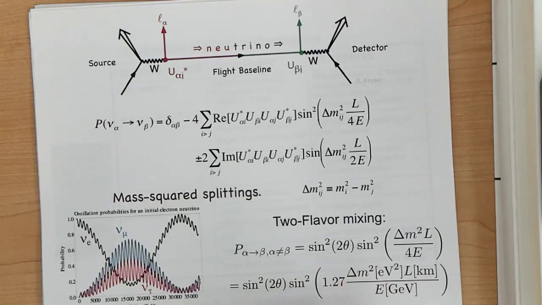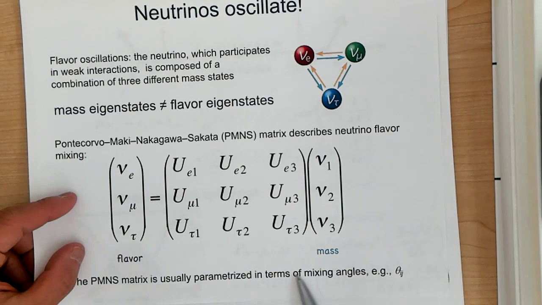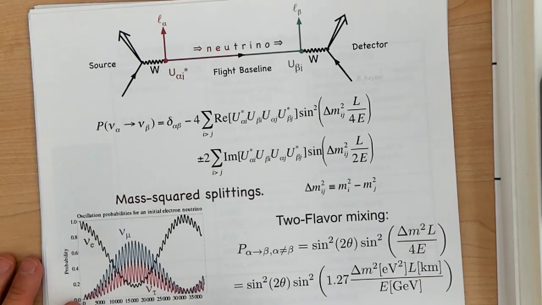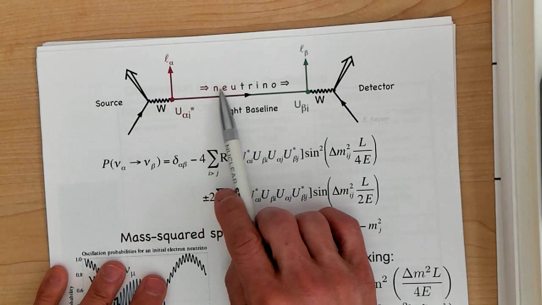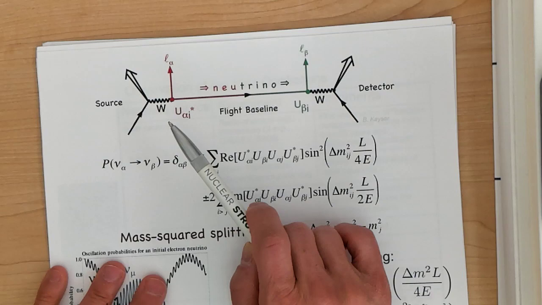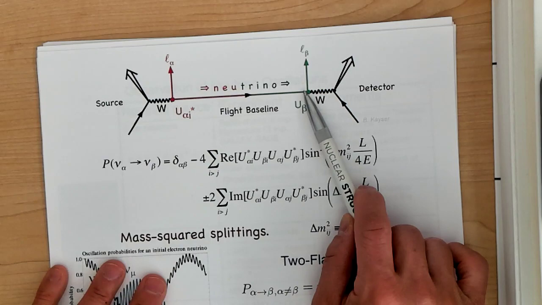I should mention that this matrix is again parameterized in terms of mixing angles as well as some complex phases, just like the CKM matrix was. So the point is that you can produce a neutrino with a given flavor, and then because it oscillates, because the mass eigenstates are different from the flavor eigenstates, or the weak interaction eigenstates, you might detect a different flavor of neutrino over here in the detector.